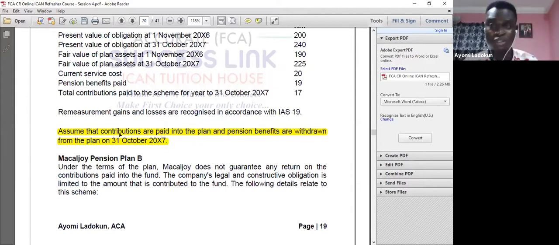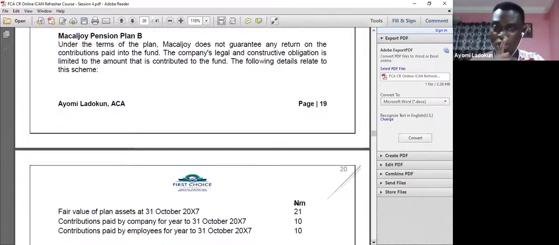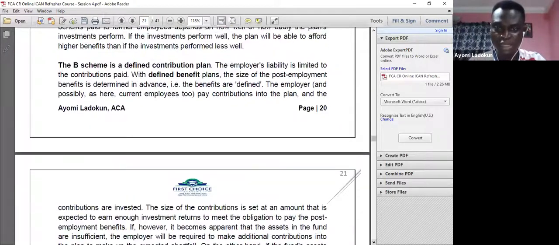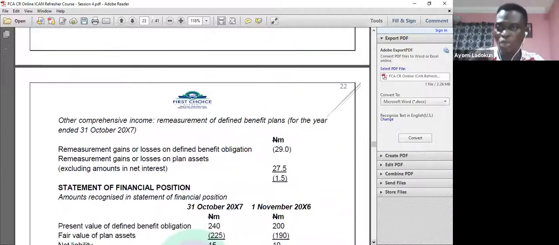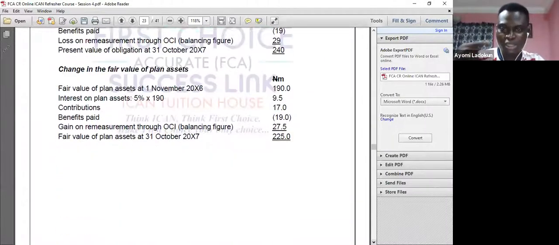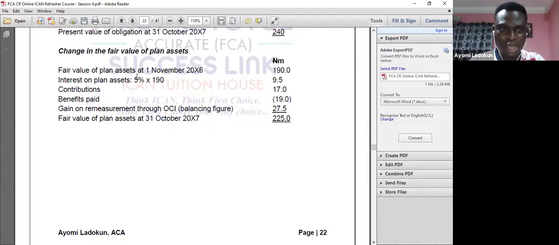Most of the questions we've been solving, there's nothing like this. So it now said assume that contributions are paid and pensions are withdrawn. When you are solving it, you're going to consider pension benefits that were withdrawn and the contributions that were paid. So now you have your pension paid in brackets, then vice versa.